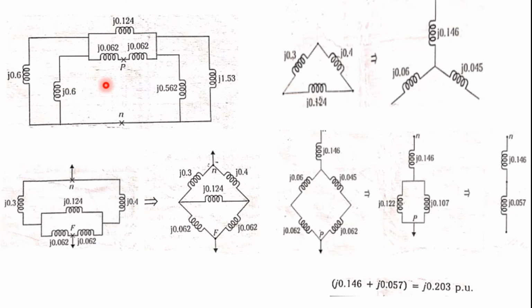So this is how we need to solve it in the examination. From this we understood how to draw the positive, negative and zero sequence networks, and the importance of the zero sequence network when it is grounded and not grounded.